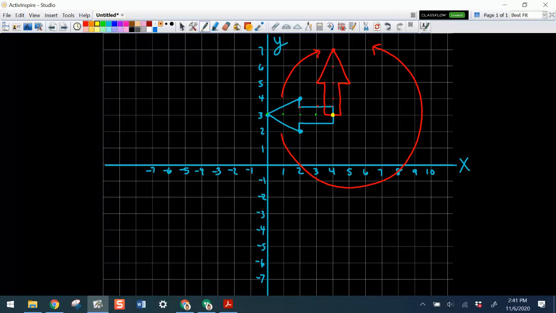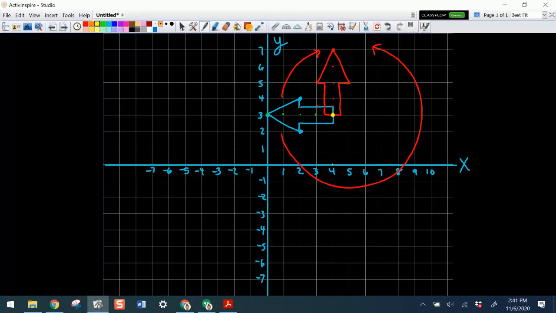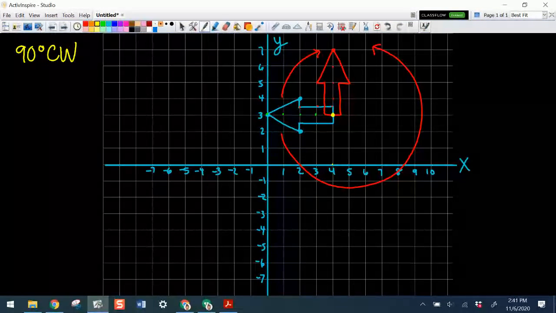So this is actually our center of rotation, which is located at 4 on the X, 3 on the Y. Now, depending on which direction you go, we could either say this went 90 degrees clockwise or this much longer circular arc, 270 counterclockwise. So we will say 90 degrees clockwise, this is for A.